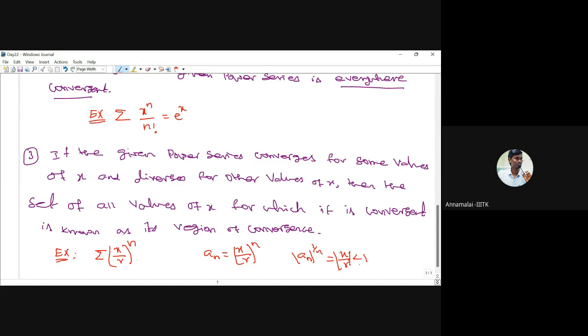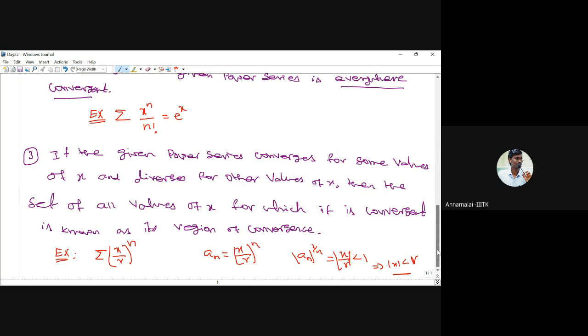If this is greater than 1, this diverges. Therefore, less than 1 means what? Mod x is less than modulus of r. Okay, if you take r as a positive number, therefore this is less than r. Therefore, this series converges for mod x less than r and diverges for mod x greater than r. And what about x equal to r? If you substitute x equal to r, you get 1. This again diverges because 1 plus 1 plus 1 diverges.